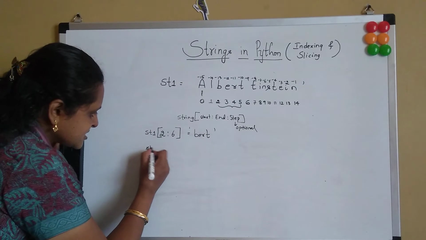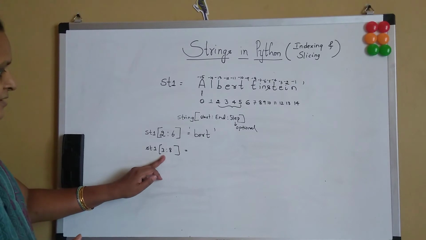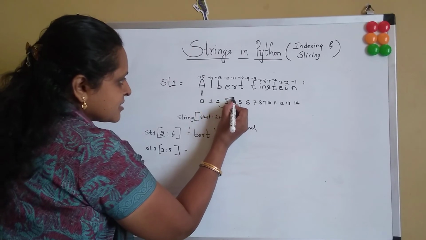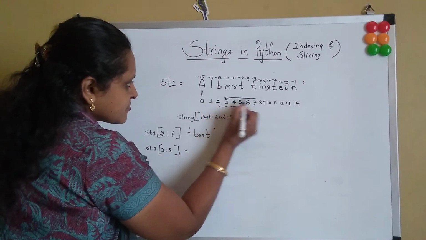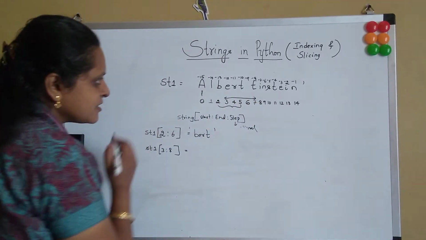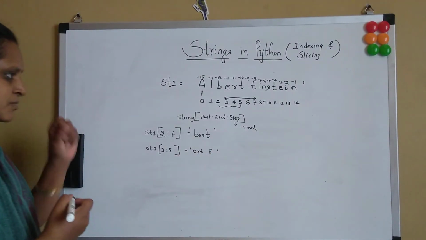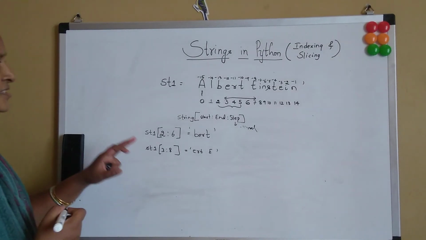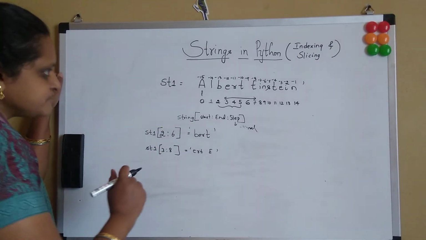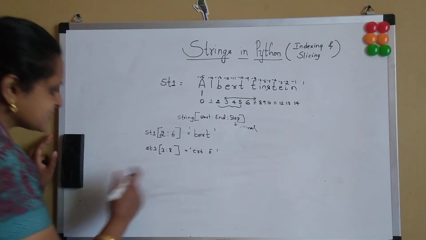Now if I give st1[3:8], it will span from the third character till the seventh position. So it will span from 3 till 7. So the letters E, R, T, space and E would be displayed on the screen. So this is how slicing works in Python. And apart from this, there are some other ways in which we can slice the string.